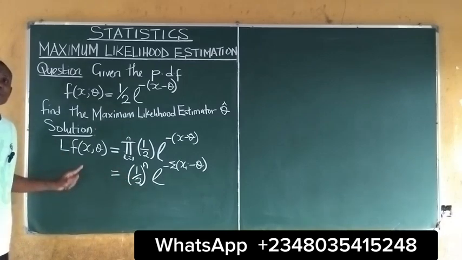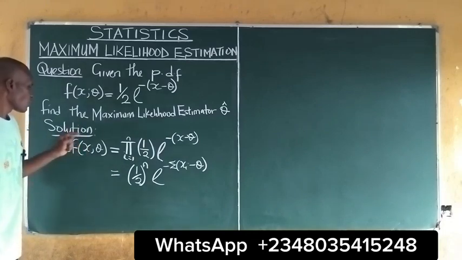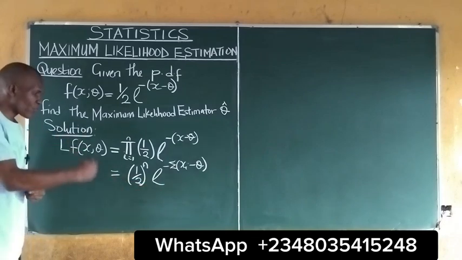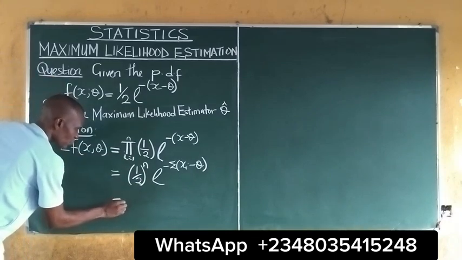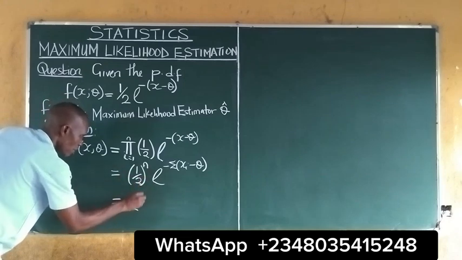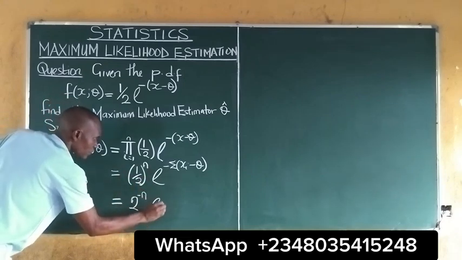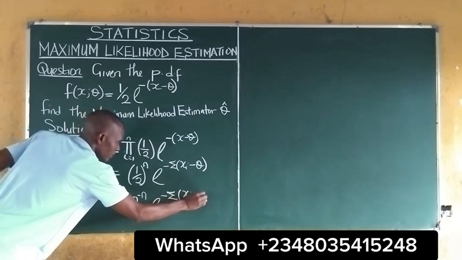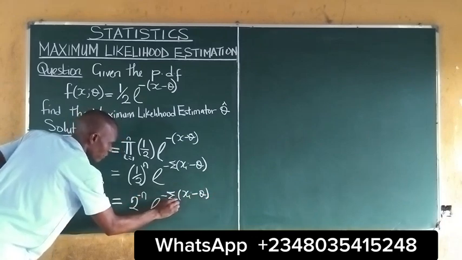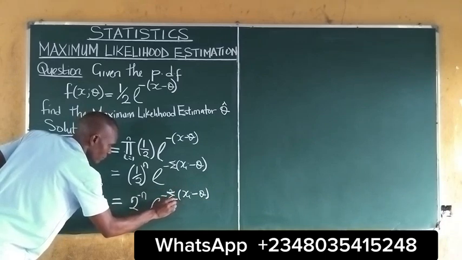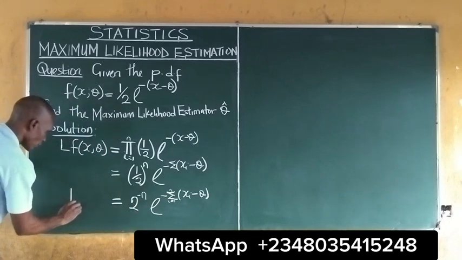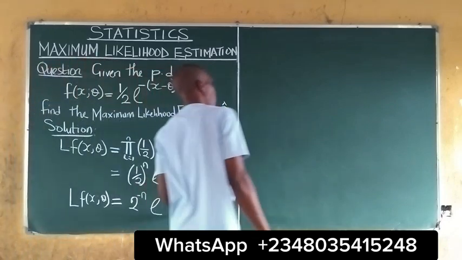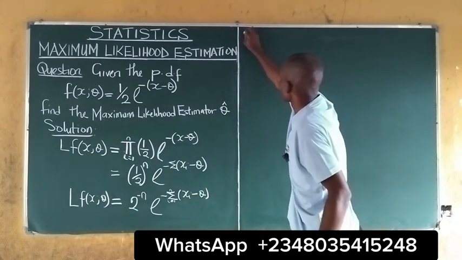The next thing to do for maximum likelihood estimation is to take the log. But before taking the log, we need to rearrange this so that it will be easy for us to take the log. So rearranging this, we can write it as 2 raised to the power of negative n, exponential of negative summation of xi minus theta, i running from 1 to n. Nothing has changed. This is still the same likelihood function.